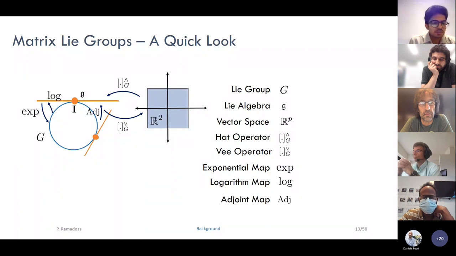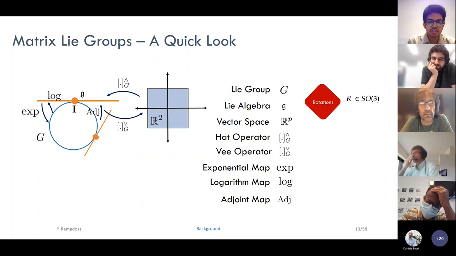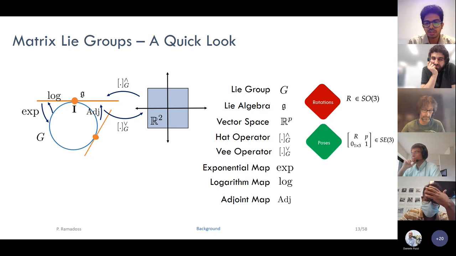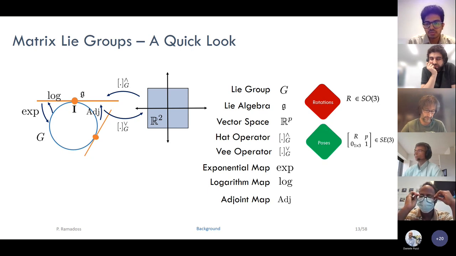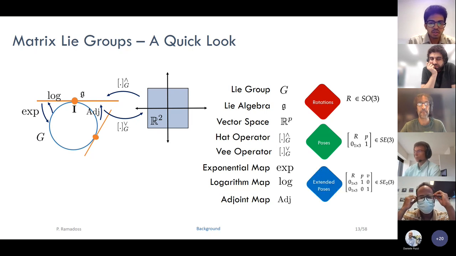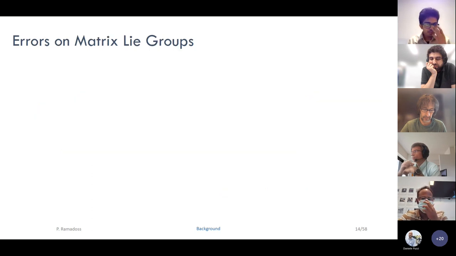Another important operator is the adjoint map that transports elements from one tangent space to the Lie algebra or vice versa. Some of the important matrix Lie groups that we use day to day in our lives as roboticists are the group of rotations and the group of rigid body transformations, where p denotes the position of the rigid body and R the rotation of the rigid body. It can also be extended towards a group of extended poses where we include the linear velocity of the rigid body within the same matrix representation.